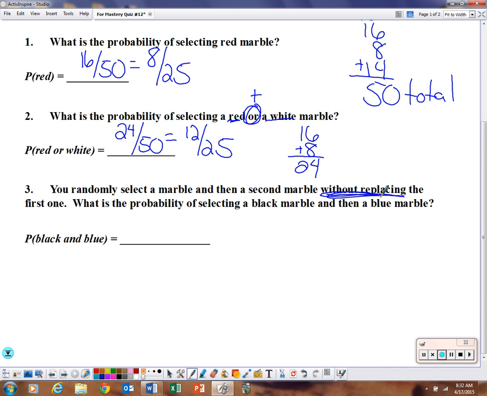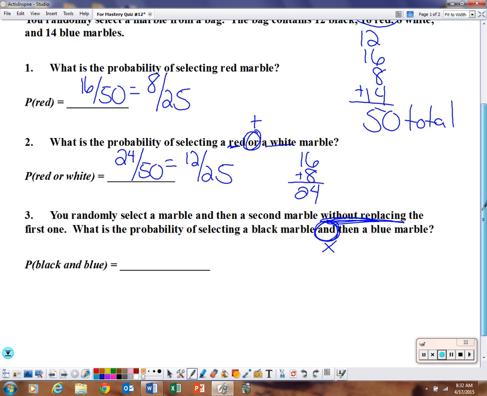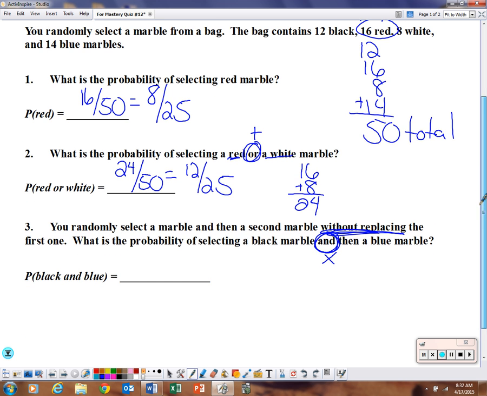Number 3, you randomly select a marble and then a second marble without replacing the first one. What is the probability of selecting a black marble and then a blue marble? Now remember, and means we're going to multiply. All right, well, first of all, black marble. We have 12. Blue marble. We have 14. Now, they're selecting a black marble first. Well, that would be 12 out of 50.